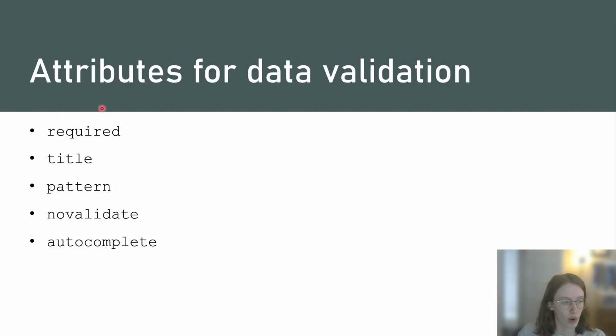And the required attribute and the novalidate attribute are both Boolean attributes like autofocus. So if you want to add those into your input tag, you just have to put required or autofocus or novalidate there. But the others, title, pattern, and autocomplete, you do have to put an equals and then something in quotes after them.